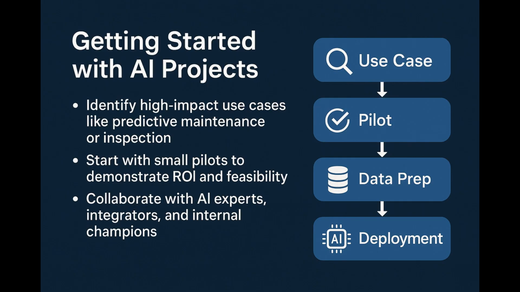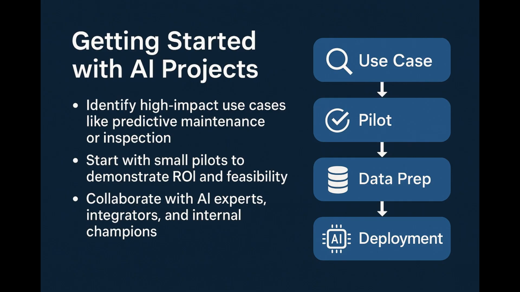Next, focus on a small, contained pilot. This could be a single machine, production line, or inspection station. Define clear success metrics like improved uptime, fewer defects, or reduced energy use. Then, gather your data and domain experts. Ensure you have clean, usable data and involve people who understand the process inside and out.